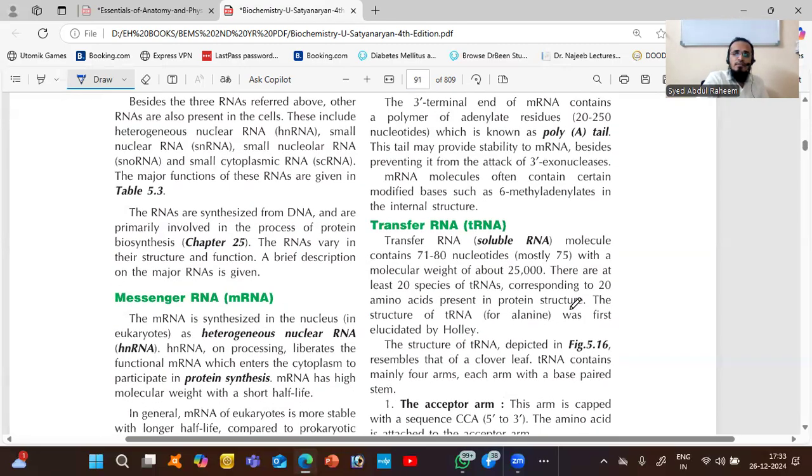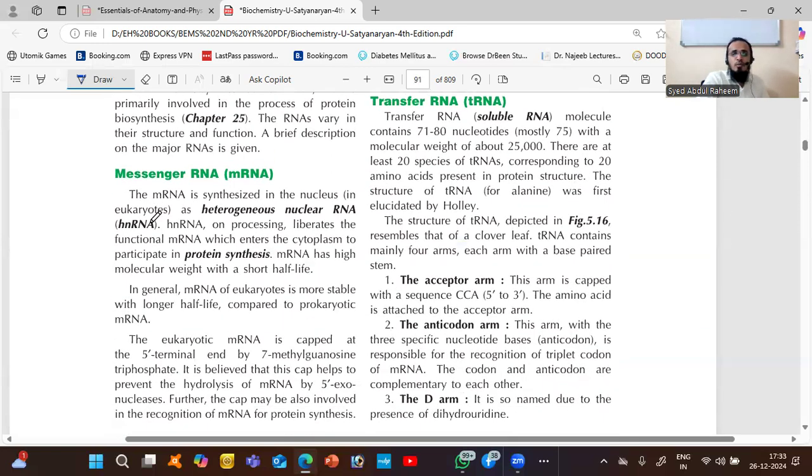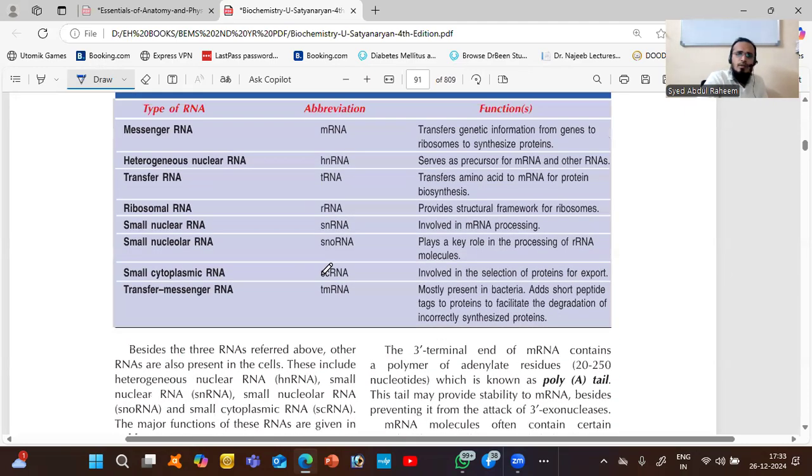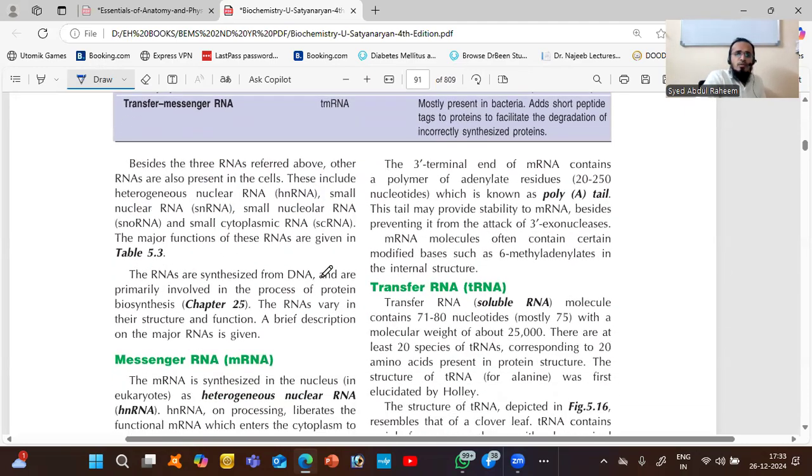Let's discuss messenger RNA first. What does it do? The RNA is synthesized in the nucleus and enters the cytoplasm for particular protein synthesis. It has a short life. It is very short.